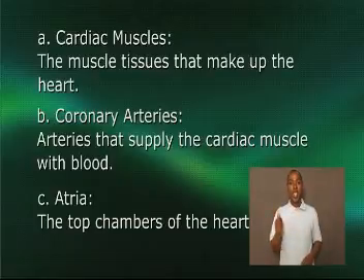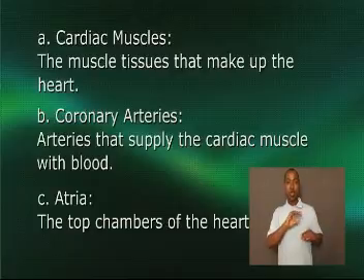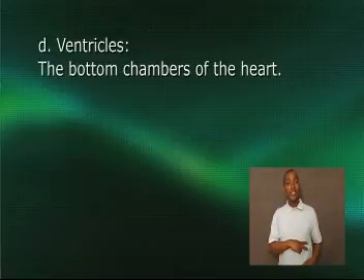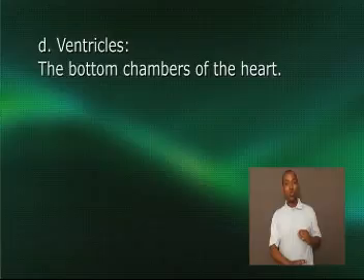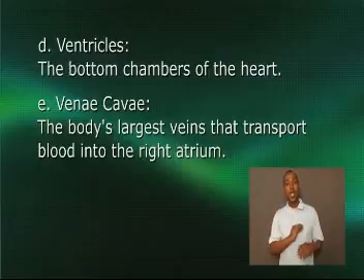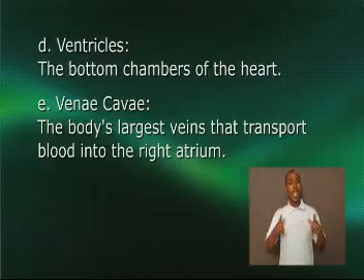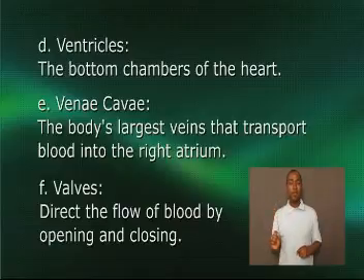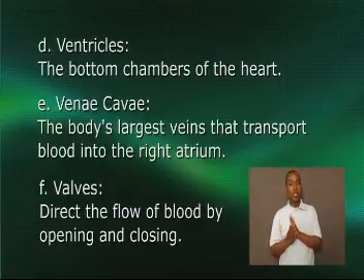The atria are the top chambers of the heart that receive blood from various areas in the body and the lungs. The ventricles are the bottom chambers of the heart that collect blood from the atria. The venae cavae include the superior and inferior vena cava. They are the body's largest veins that transport blood into the right atrium. The valves work to allow the blood to flow in the right direction by opening and closing.